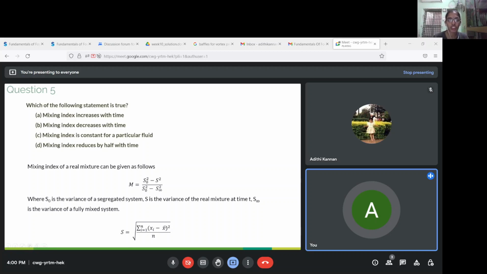x bar is your mean component. That is, when you have a fully mixed system, let's say you want a fully mixed system with a fractional component of 0.5. So x bar will be 0.5. That is your desired component, or your mean component of all the samples that you have taken, divided by n, which is the total number of samples you have taken at that particular time. So this will give you variance. Since you're dealing with S square, you will take a square on both sides. So you will have the sum from i equal to 1 to n of xi minus x bar the whole square, divided by n, as your S square.